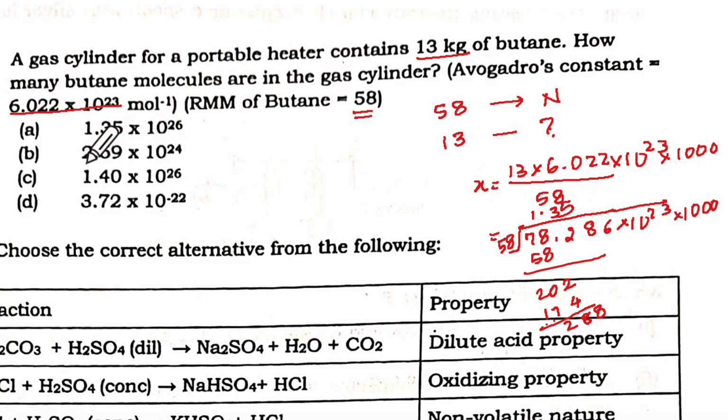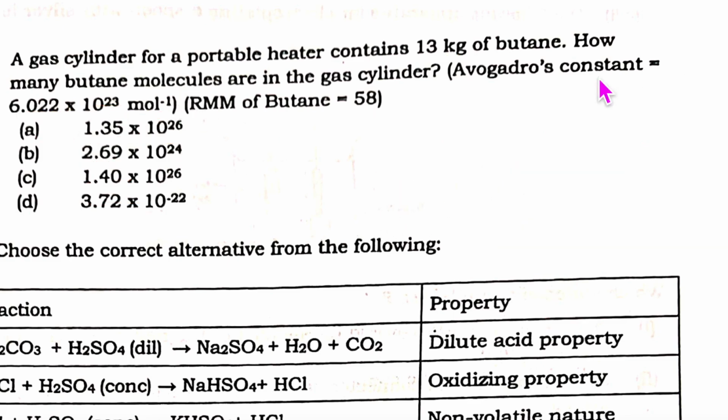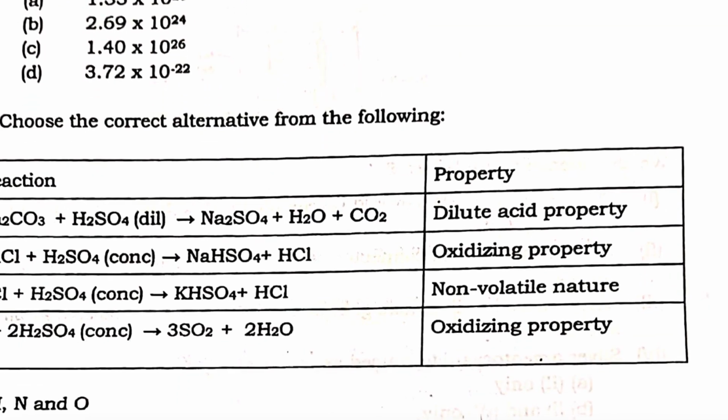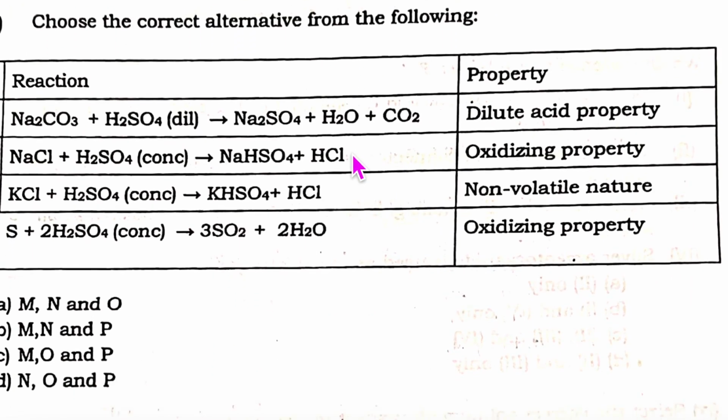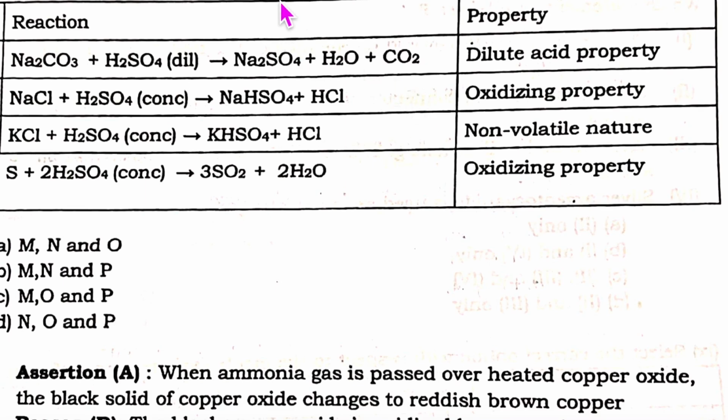So you don't need to go ahead with these, all right? So 1.35, this is correct. Now let us check with this. This is 10 to the power, how much is it? 26. Can you see that? 23 and 3. Can you see that? So A is the correct option. This was a little time consuming question. That's it. Choose the correct alternative from here.